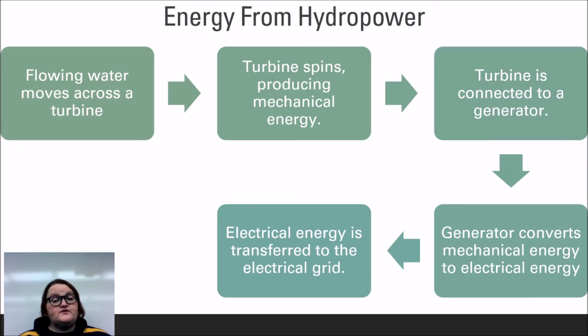Flowing water moves over the turbine, causing the turbine to spin, which produces mechanical energy. The turbine is connected to a generator, which takes that mechanical energy and turns it into electrical energy, which can then be released onto the electrical grid. Wave energy produces energy in a similar manner, but rather than using water turning a turbine, it is through the up and down motion that produces the mechanical energy that is converted into the electrical energy.